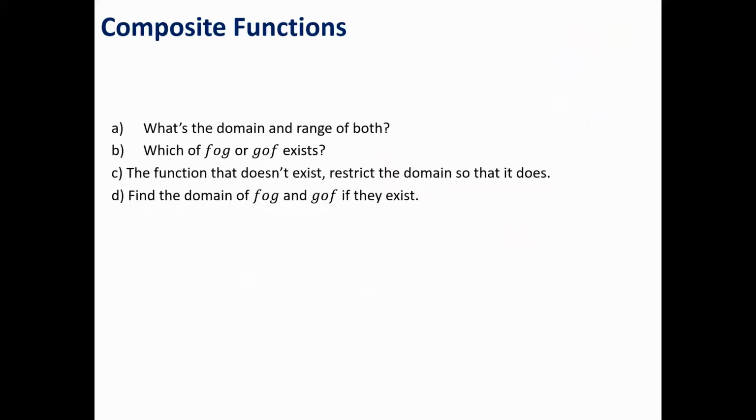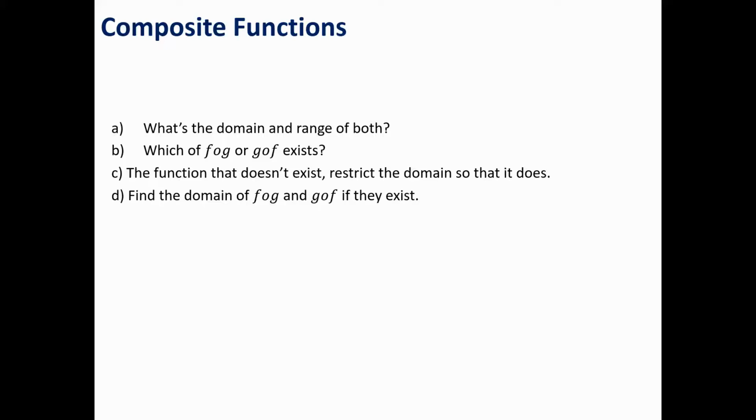Well, now you can do an example. Okay? I'm going to give you, that's 4 questions there. I'll give you 5 minutes. I want you to find the domain and range of both. I want you to find which one of these two exist. And then the function that doesn't exist, I want you to make it work. So if it doesn't exist, how do you make it work?